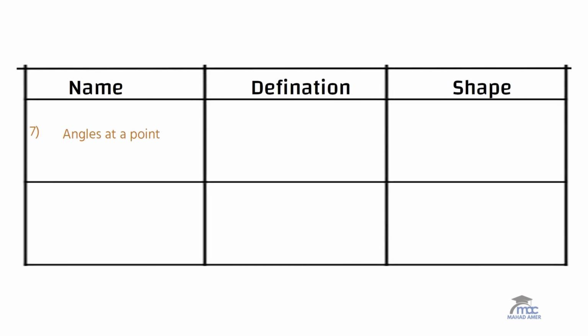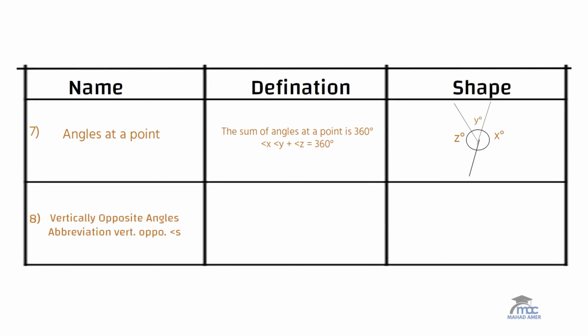Angles at a point. The sum of angles at a point is always 360 degrees. The vertically opposite angles. When two lines cross one another, the angles that are vertically opposite are always the same. For example, in this case, P is 80 degrees, so therefore Q will always be 80 degrees.